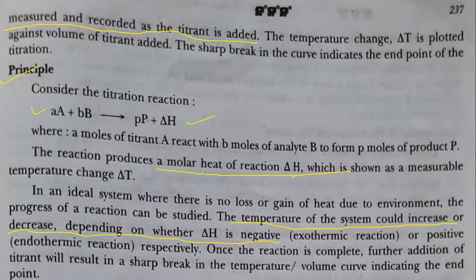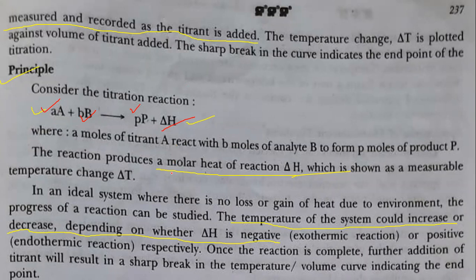So what is the principle? If a moles of A react with b moles of B and give you the product, p moles of P, and delta H is the heat, which may be absorbed or may be given out, that is the molar heat of reaction. And it is measurable.